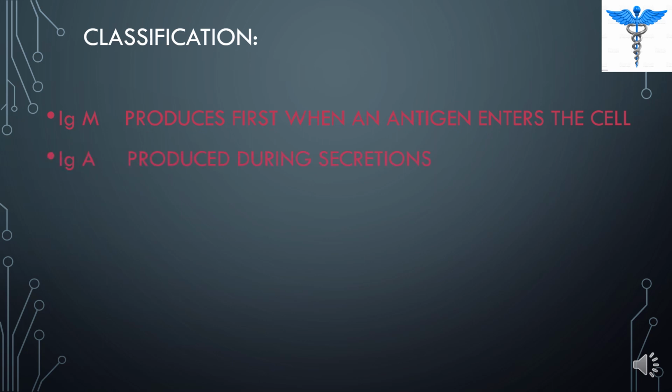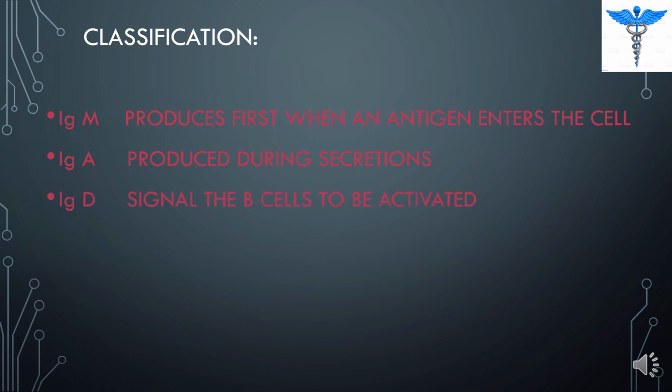IgA. Whenever there are secretions in the body, whether in the form of tears or mucus secretion from the GIT tract, or breast milk or saliva, there will be production of IgA antibody, immunoglobulin A.